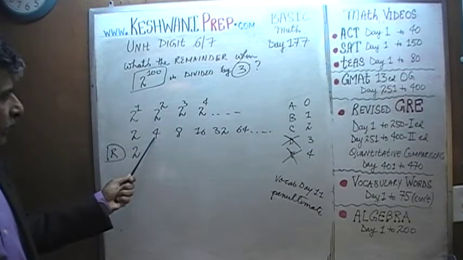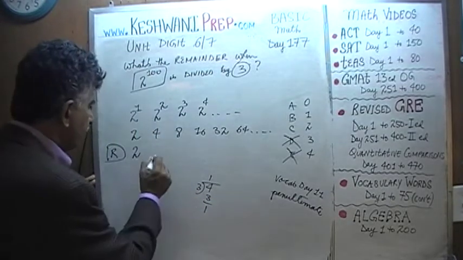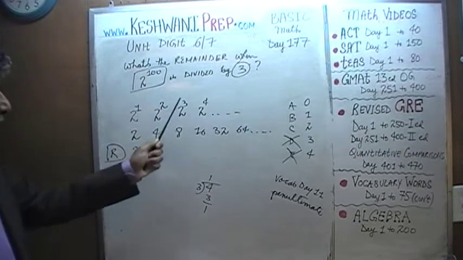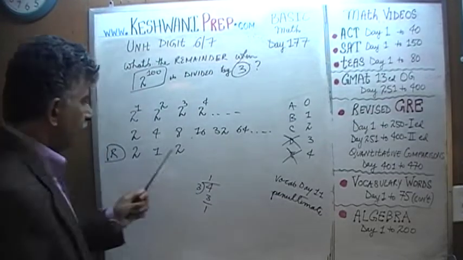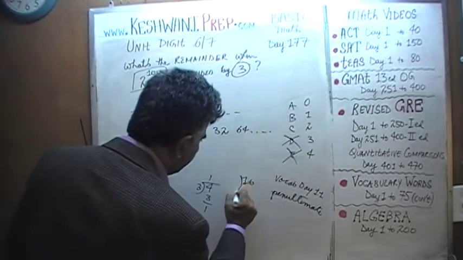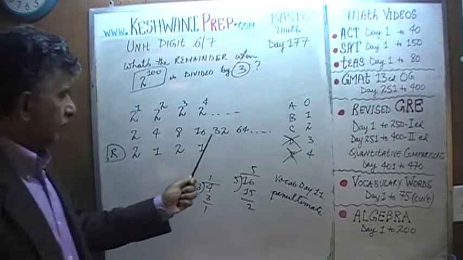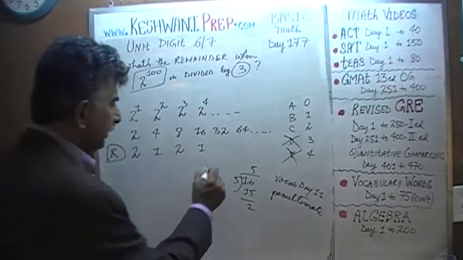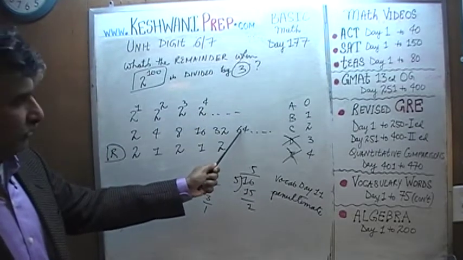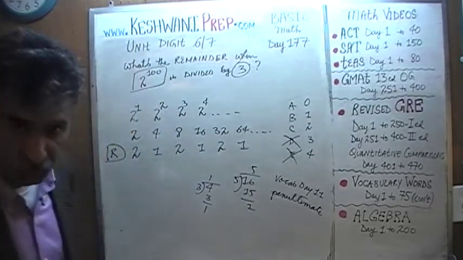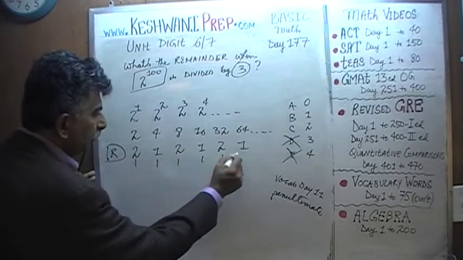What do you suppose we'll have when we divide 4 by 3? Of course the remainder is going to be 1. When we divide 8 by 3, the remainder is going to be 2. 16 divided by 3 goes 5 times, 15, the remainder is 1. 32 divided by 3, the remainder is 2. 63 would have been evenly divisible by 3, but this is 64, so the remainder is 1. Are you beginning to see the pattern? The pattern is very simple. It's just 2, 1, 2, 1, 2, 1, all the way through.